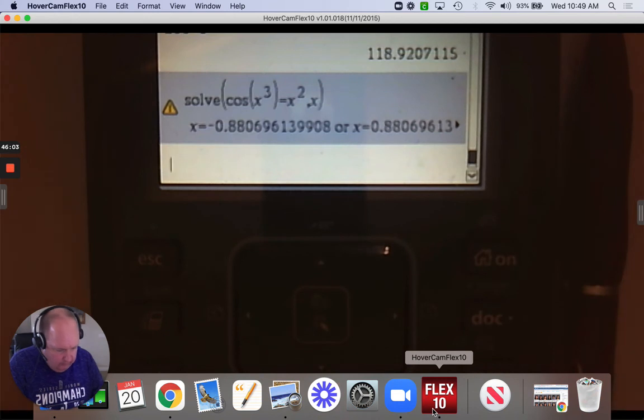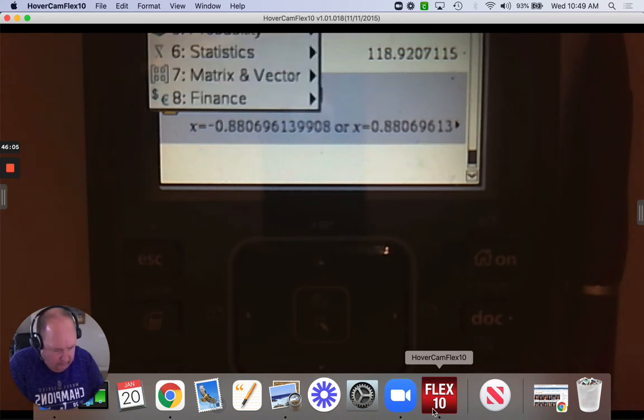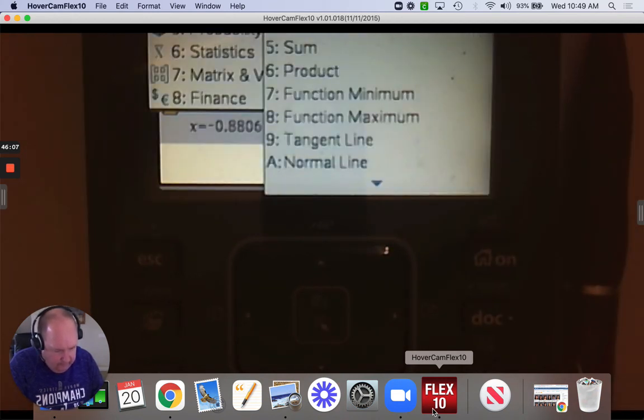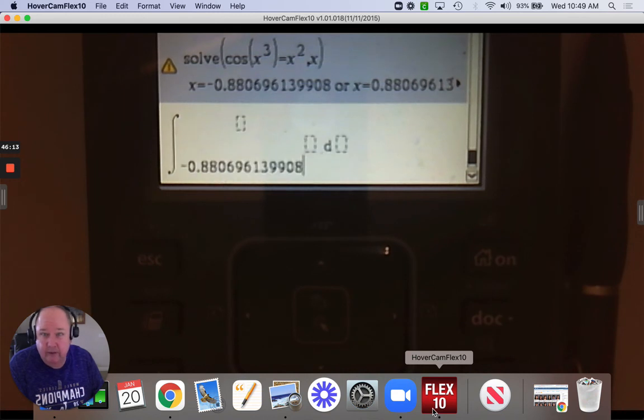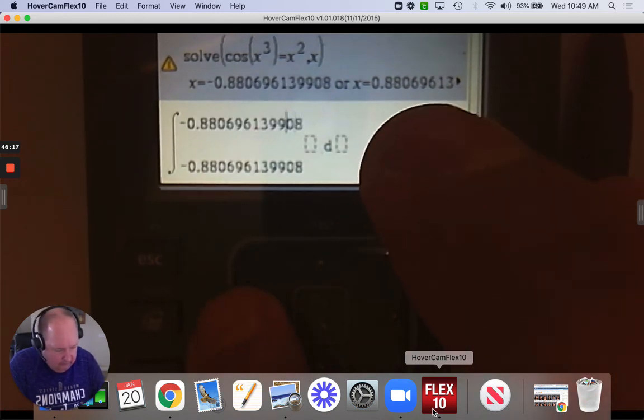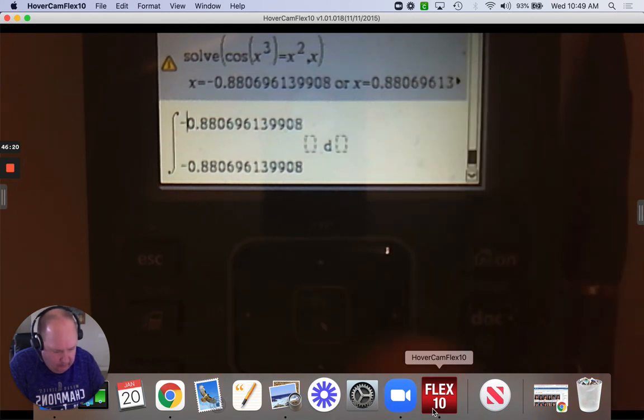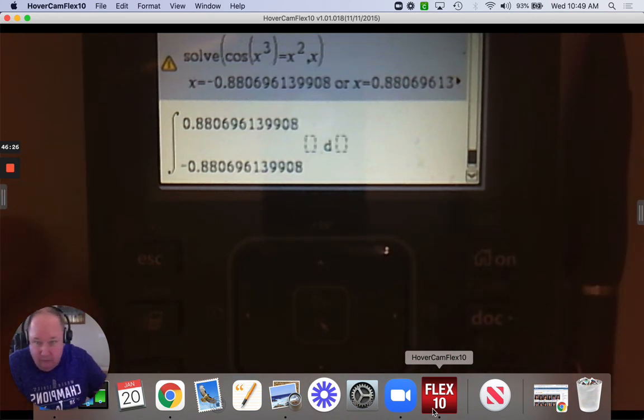Okay, so I'm going to integrate. So that's Menu, Calculus, Integrate. And then I'm going to go Control V to paste it in. Beautiful. I'm going to go Control V again, but I'm going to take away the negative. That's another way to copy paste, which I like. You got to be talented with the cursor and highlight, which I'm sure you are. You just click it and then kind of move it across and it highlights.